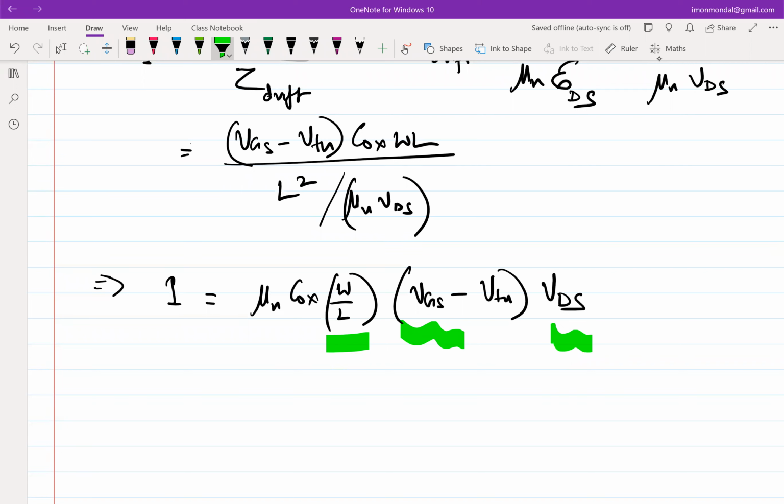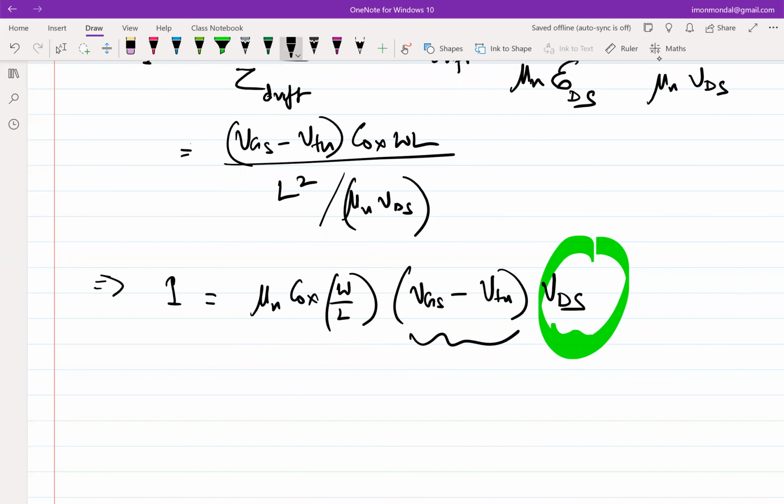What is the purpose of VGS? VGS is generating carriers in the channel, right? The amount of VGS over threshold voltage is responsible for generating carriers, and VDS is essentially pushing the carriers. So flow is being determined by VDS, and the generated carrier concentration is determined by VGS minus VTH. So that is one of the reasons.